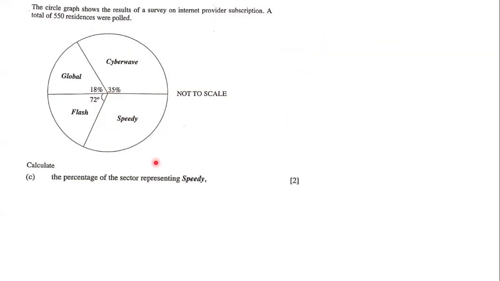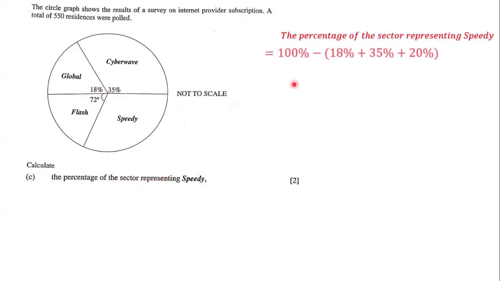Next, we have to determine the percentage of the sector representing Speedy. So what we have to do is take 100 and subtract from it the other percentages. 18% is Global, 35% is Cyberwave, and 20%, which we just figured out, is Flash. So when we do 100 minus this sum, we should get the percentage for Speedy. We have 18 plus 35 plus 20, and that gives us 73%.